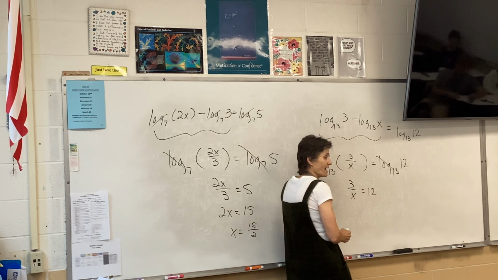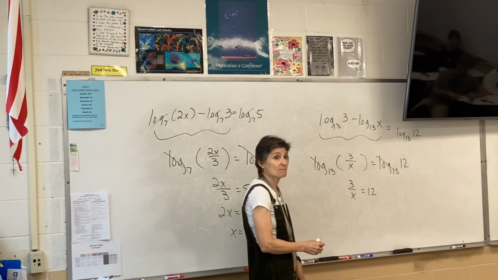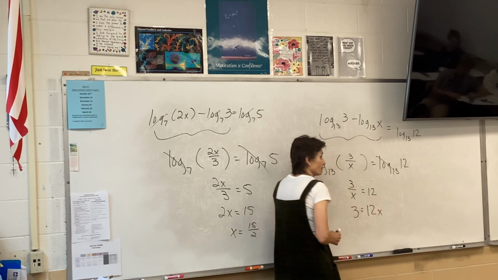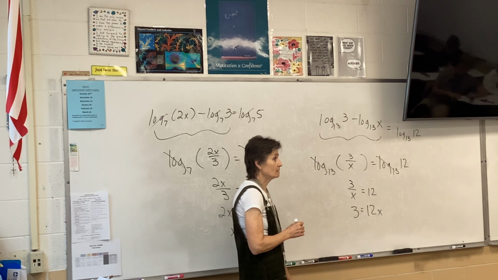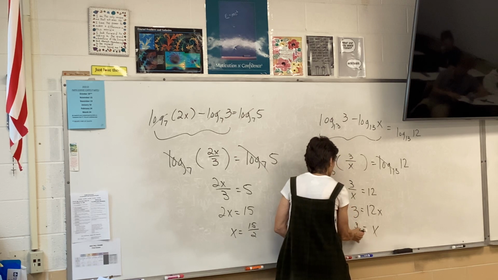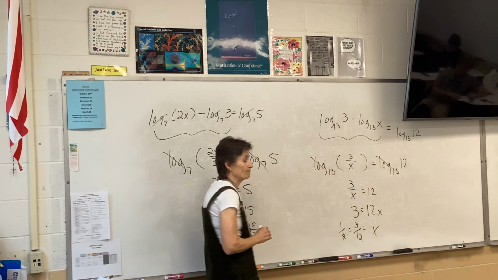How do you solve that? Well, I don't times by 3. I times by x. I want to move my denominator. So 3 equals 12x. And then I will divide by 12. So x equals 3/12, which reduces to 1/4.